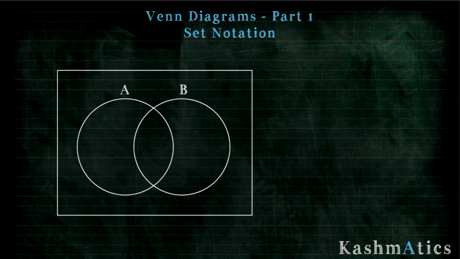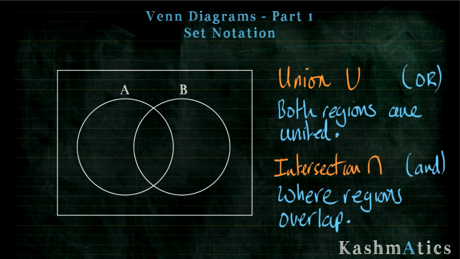Now there are two other symbols which we need to understand, and the first of those is called the union. The union looks like a U, and that means or. But the way to think about it is it unites both regions, so it's a union of both regions. The intersection looks more like an N, that means and, and that's where the regions overlap or intersect.